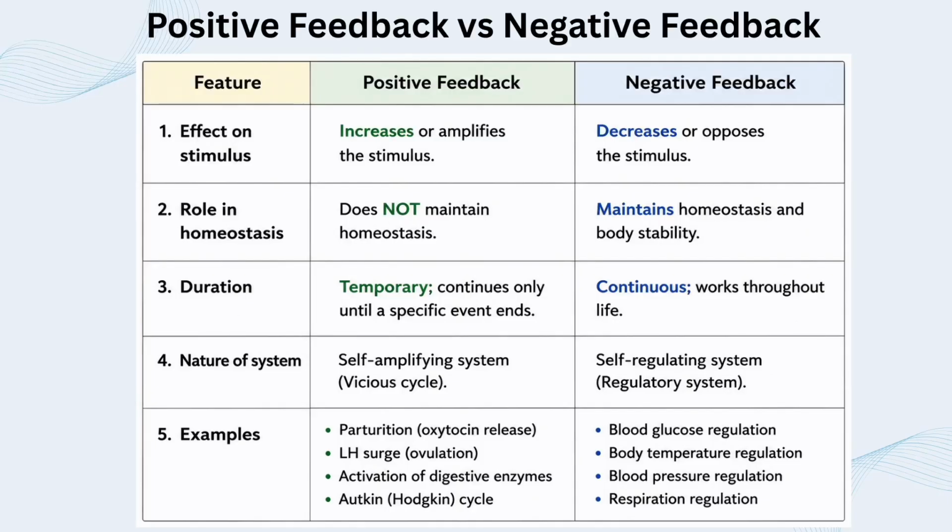Before ending this video, let me quickly revise positive feedback versus negative feedback mechanisms. The effect on the stimulus increases in positive feedback and decreases in the negative feedback mechanism. Homeostasis is maintained by the negative feedback mechanism, and it is not maintained by the positive feedback mechanism. The positive feedback process is temporary, whereas the negative feedback process is continuous. Self-amplifying is the nature of the positive feedback mechanism, whereas the negative feedback mechanism is a self-regulating system. Here we have some examples.